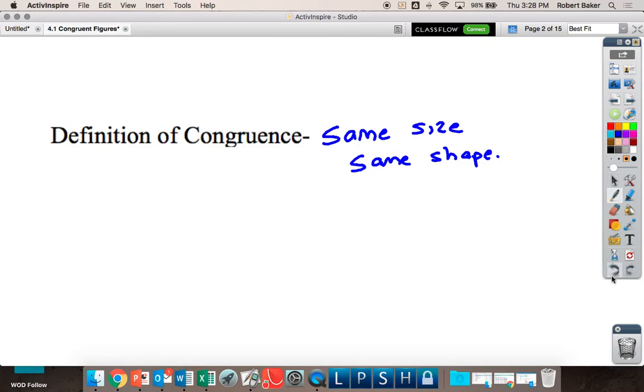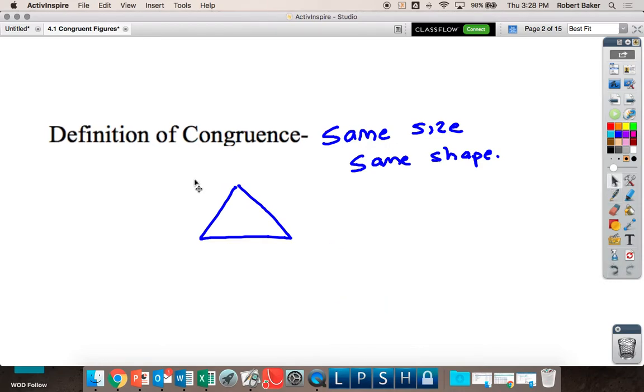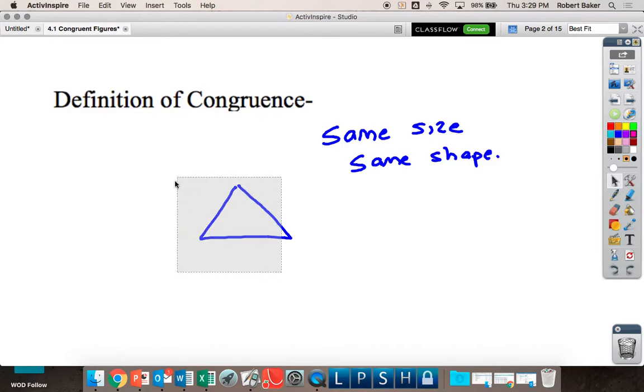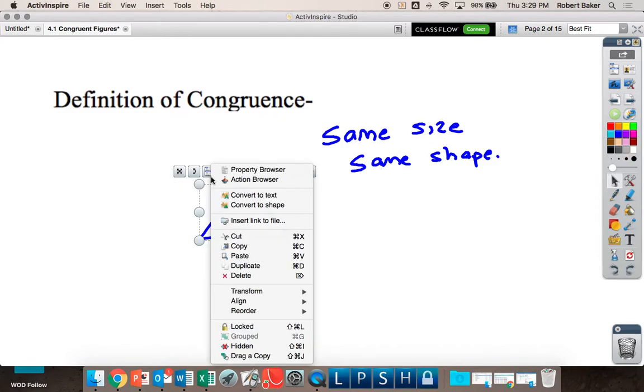Let's try it again. Same size, same shape, congruent, yes or no? No. Why not? Different sizes. Okay? Alright, now it's congruent.